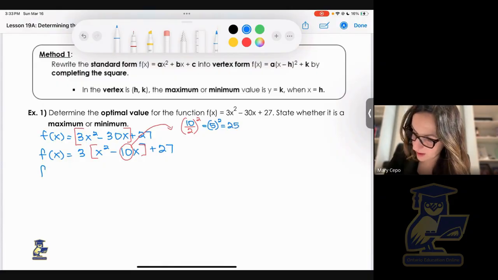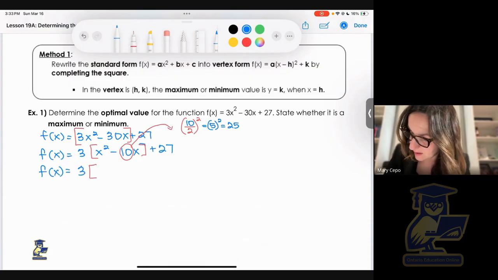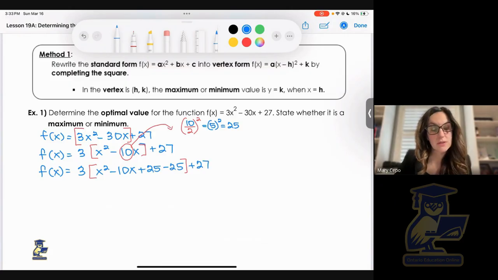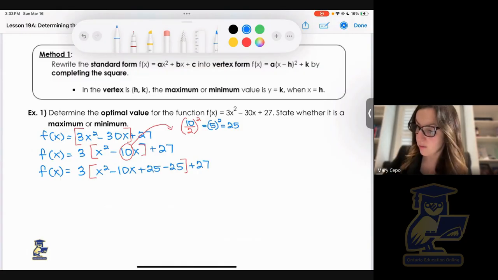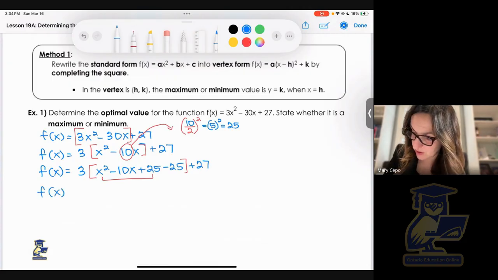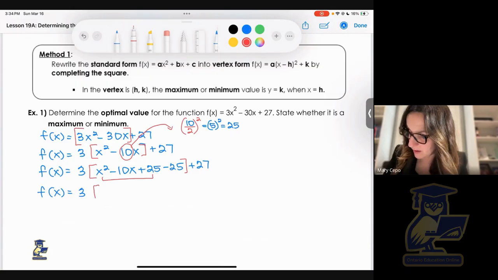So then we say f(x) = 3, keeping our square brackets. And then what we do is we're going to add that value of 25 and we're going to subtract it. By doing that, we are not changing our question. All we are doing is creating a perfect square trinomial, because if you add something, take it away, you're not changing that question. So we want to keep that in mind. What we have done, though, is now we have created a perfect square trinomial. And a perfect square trinomial can be factored into a binomial square.